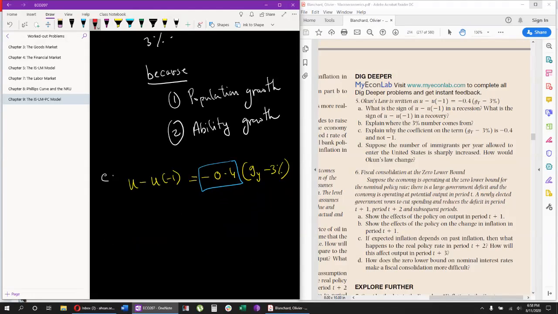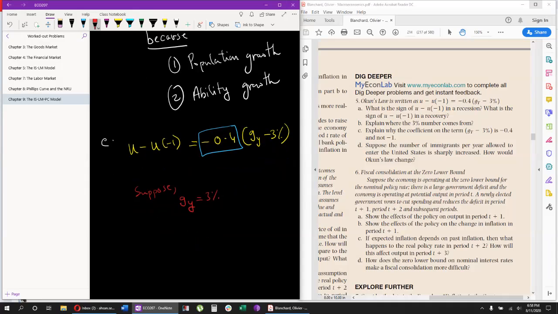So what this is, take a look. Suppose, it's just an example, suppose gY, growth of output, is 3%. What that means is that we have steady unemployment. So unemployment this year is exactly equal to unemployment from the previous year. There's no change.